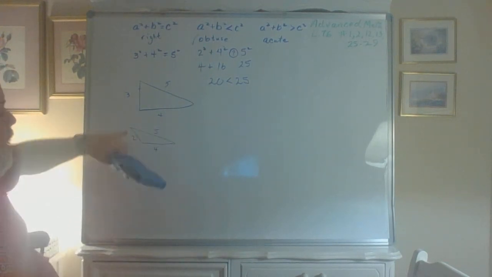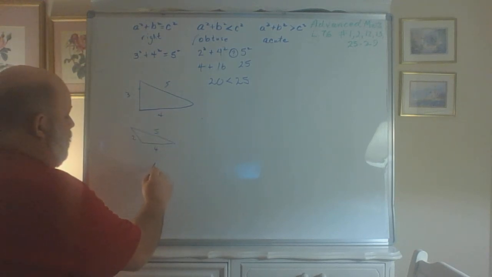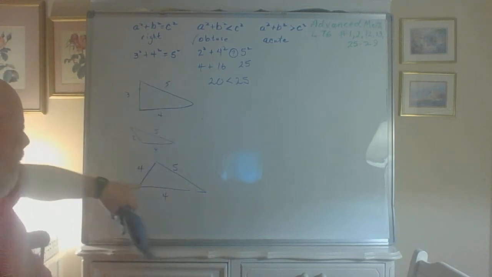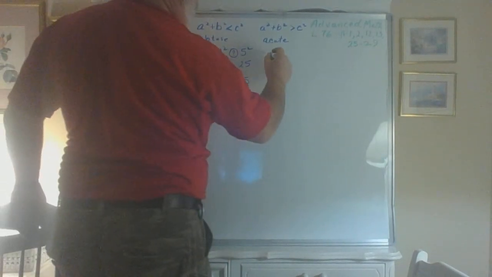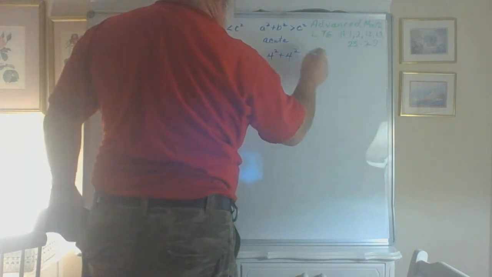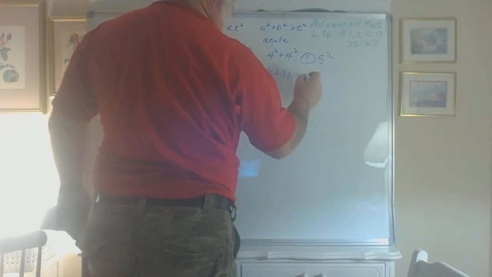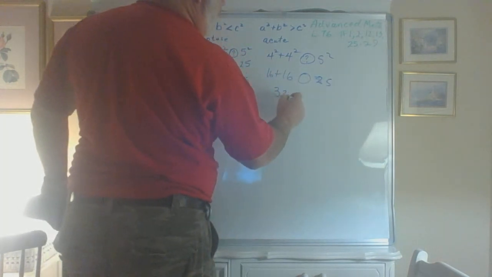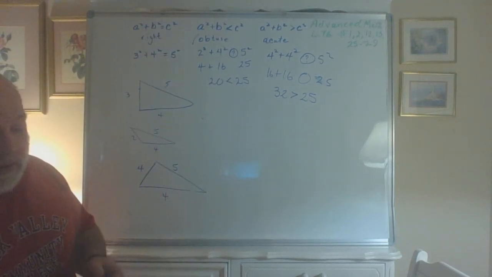Let's say we increased this side and made it a 4, 4, 5 triangle. We've increased that side from 3 to 4, and it makes it into an acute triangle. 4 squared plus 4 squared, and we don't know, 5 squared: 16 plus 16 is 32, and 25. 32 is greater than 25, so there you've got an acute triangle.